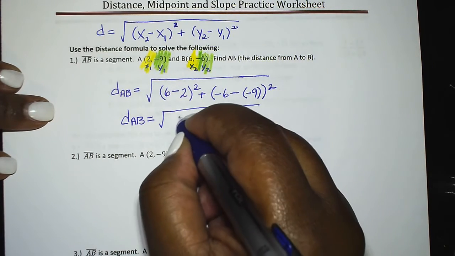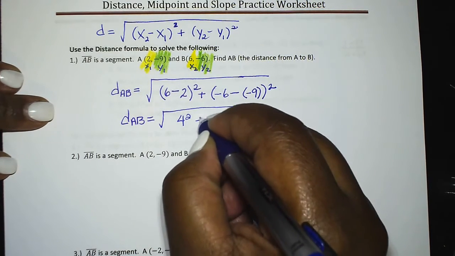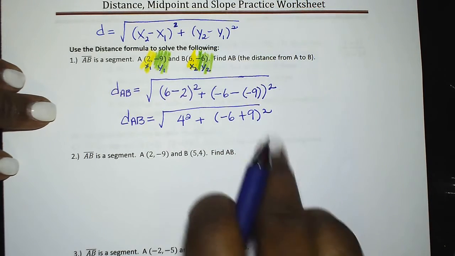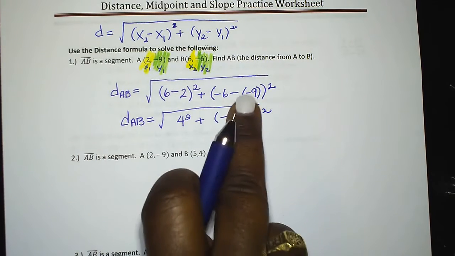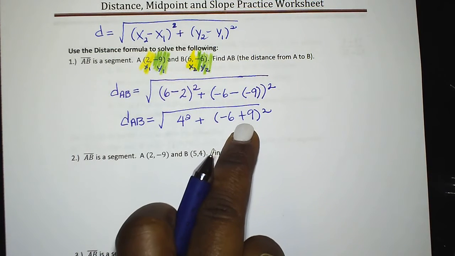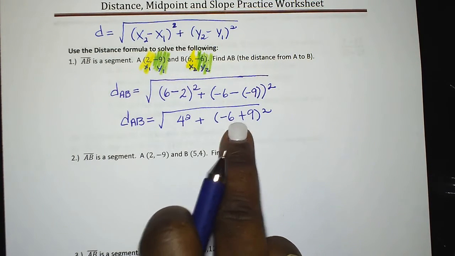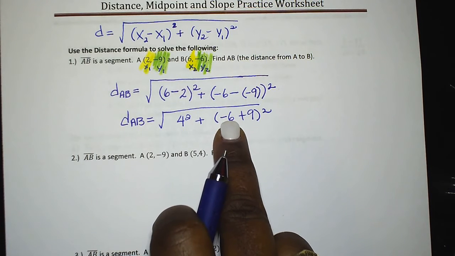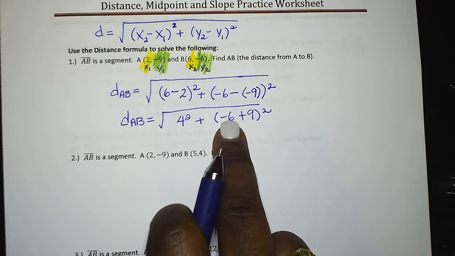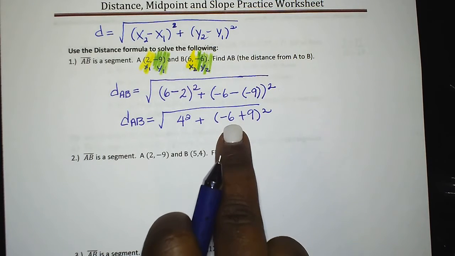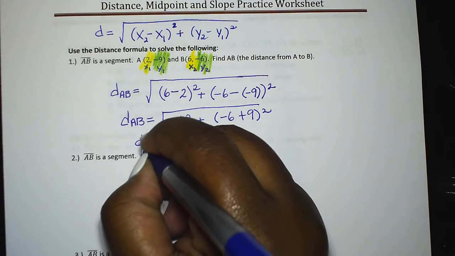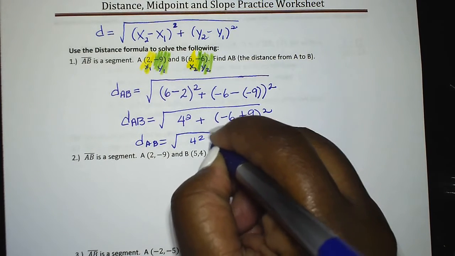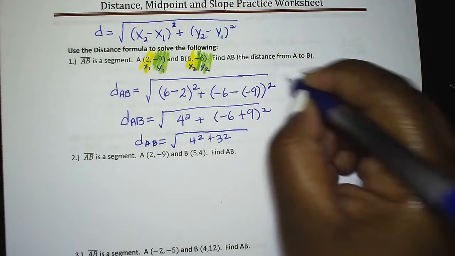The square root of 4 squared plus the square root of, I wrote it like this so you can see that this negative becomes a positive. So we have negative 6 plus 9. These are opposite signs, so we're just going to simply say 9 minus 6, which is 3. And we know it's going to be a positive 3 because the 9 is bigger than the 6. So we have the distance AB is equal to 4 squared plus 3 squared.